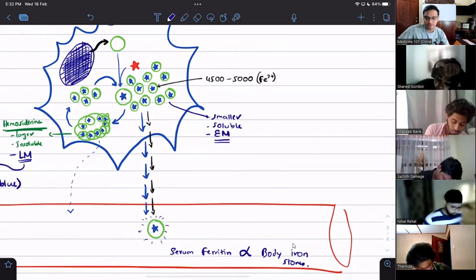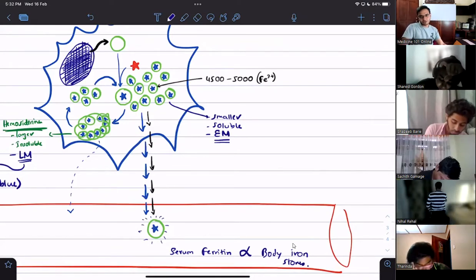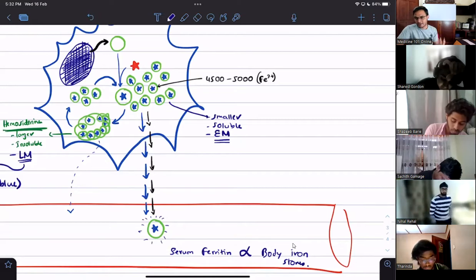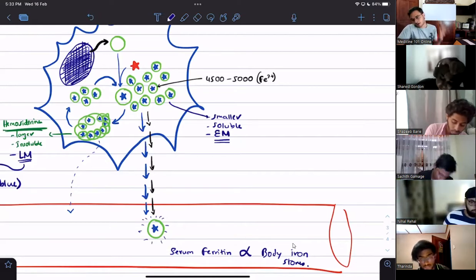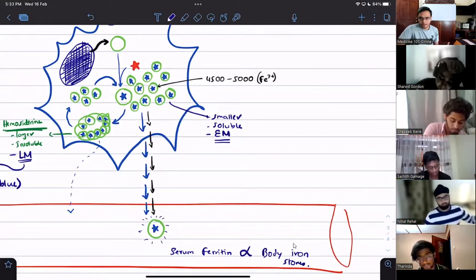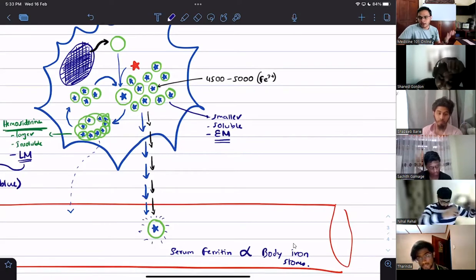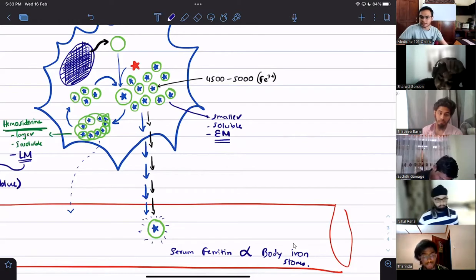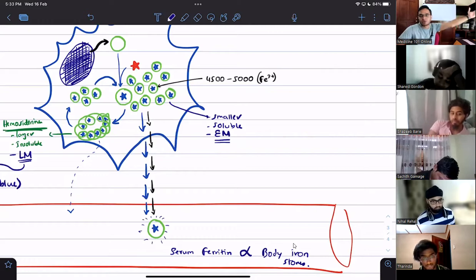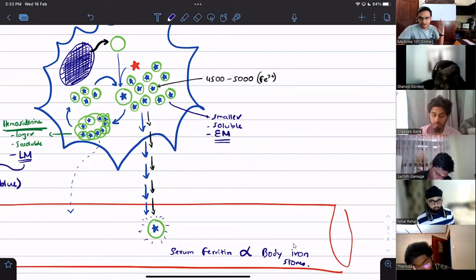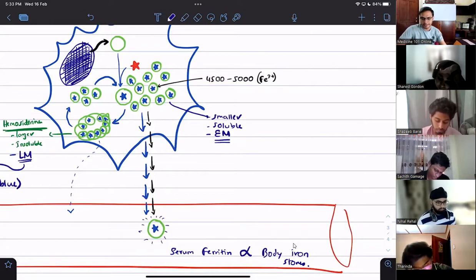What is the advantage of this information? If you suspect a patient is in iron deficiency, you don't need to do a spleen biopsy or a bone marrow biopsy and take samples out of that. You just take a blood sample, look at the serum ferritin. If it is low, it is highly likely that his body's iron stores are also low. Did everyone understand that point? So serum ferritin is proportional to your body iron stores, a good indicator, right?